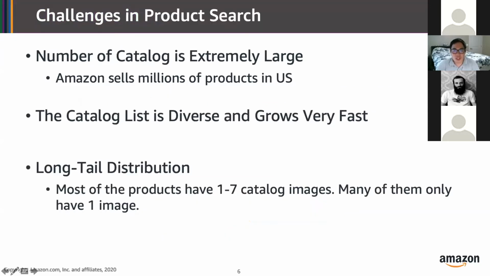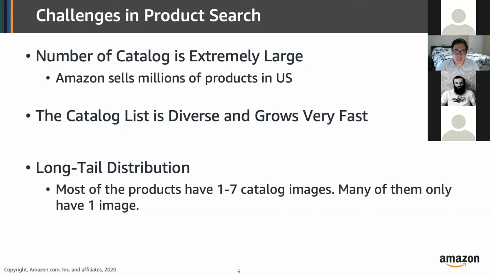So product search is actually a very difficult problem in industry, and there are several reasons. The first one is that the catalog is extremely large. For example, Amazon sells millions or even hundreds of millions of products in the US. Compared to ImageNet, which contains maybe 1,000 or 10,000 categories, and MS COCO, which has 80, this number is crazy. And it's not only a huge catalog list, the catalog is also diverse.